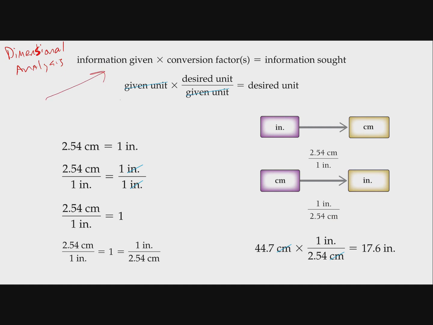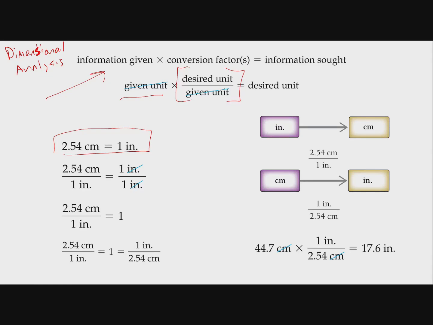So information given, conversion factor, information sought, or given unit, and then we need to use something that'll convert between a desired unit and our given unit, and then ultimately lead us to our desired unit, right? Conversion factors are what they're called. And these are constructed from any two quantities known to be equivalent. And remember I told you earlier 1 inch was defined to be 2.54 centimeters?